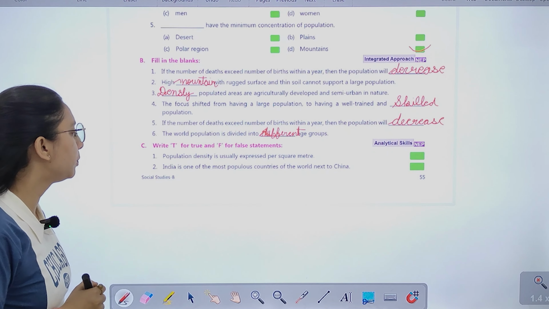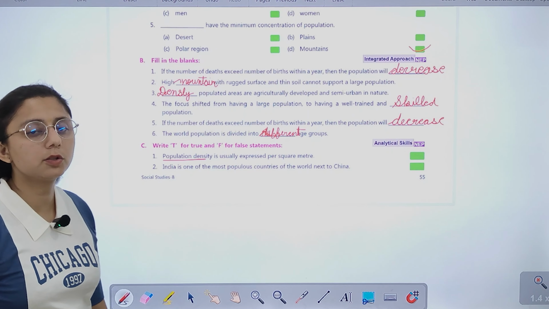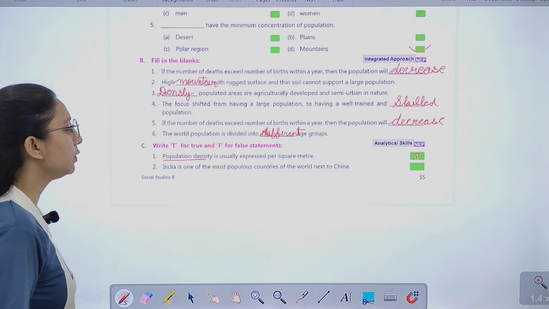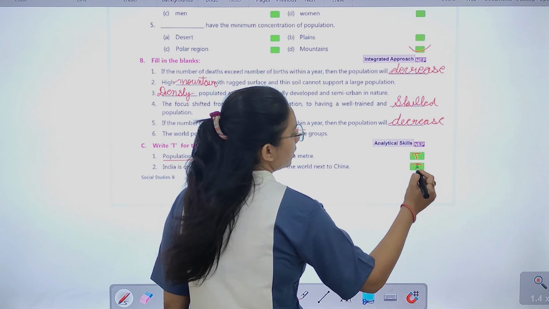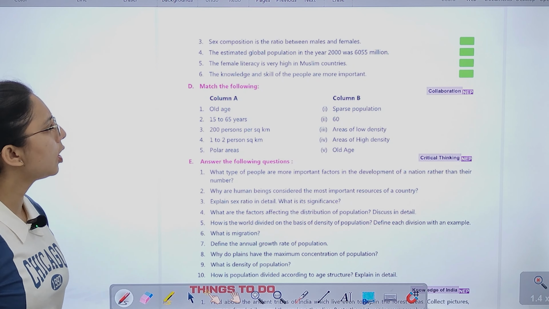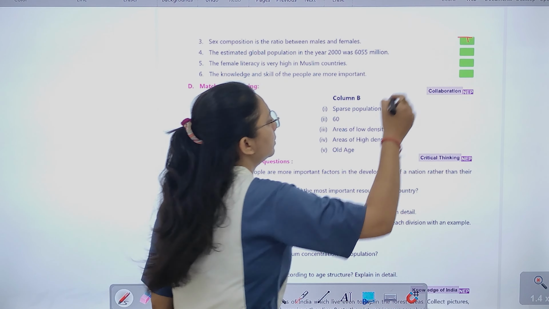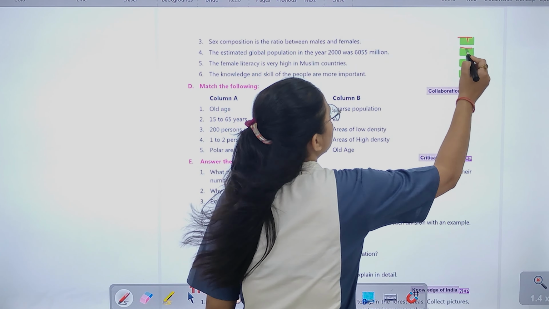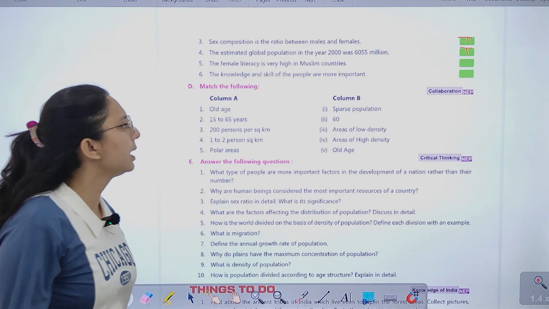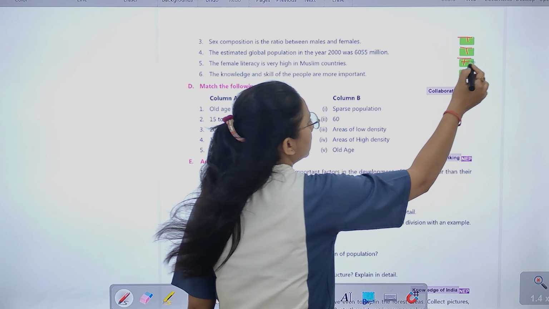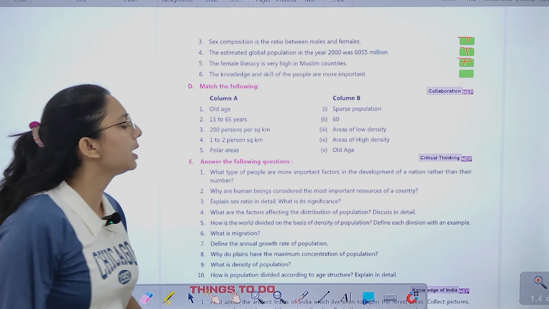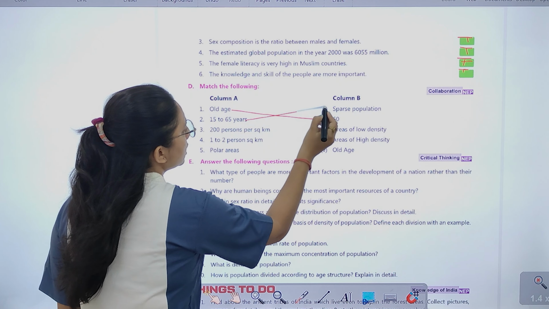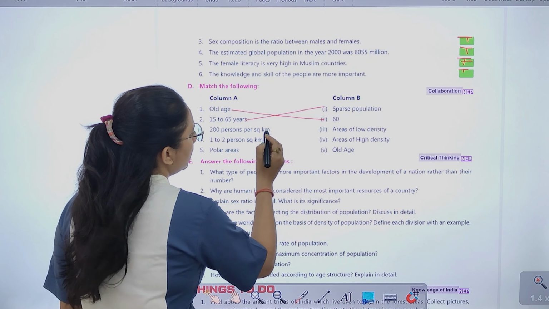Right, T for true and F for false. Population density is usually expressed per square kilometer. It's true. India is one of the most populous countries next to China. It's true. Sex composition is the ratio between males and females. It's true. Estimated global population in the year 2000 was 6055. The female literacy is very high in the Muslim community. First, the knowledge and skill of the people are important. It's true. Old age is 60 to 65. Sparse population. 200 high density.